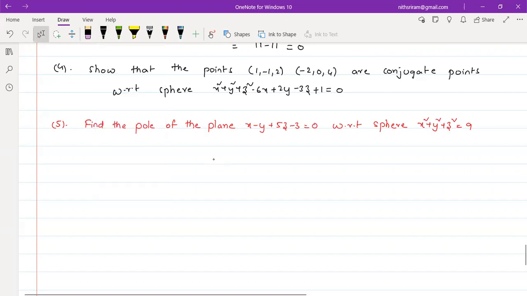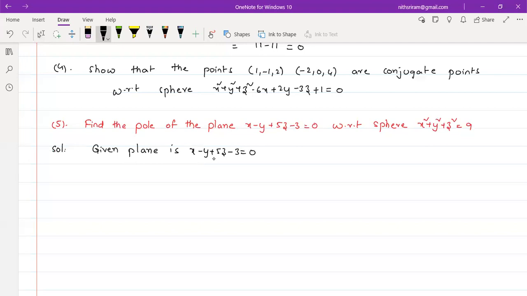So we have to find the pole of the plane with respect to the sphere. So listen carefully. So the given plane equation is x minus y plus 5z minus 3 is equal to 0. So treat this as equation 1. Okay. So we have to find the pole. The pole is nothing but a point.